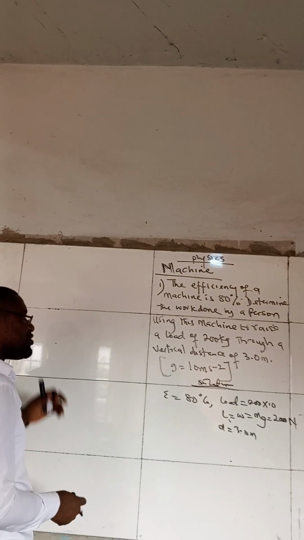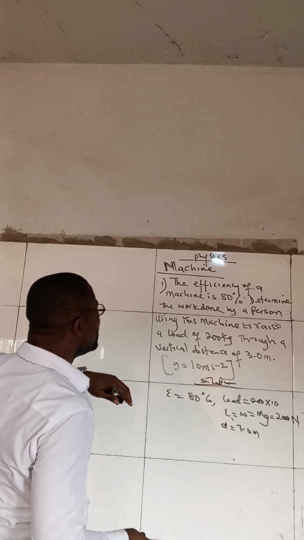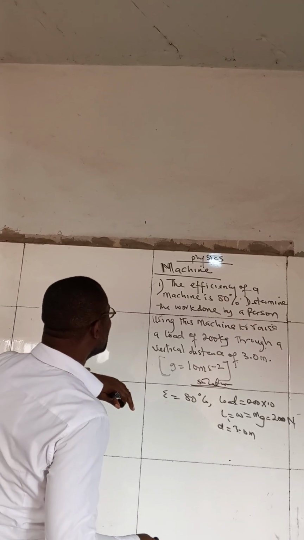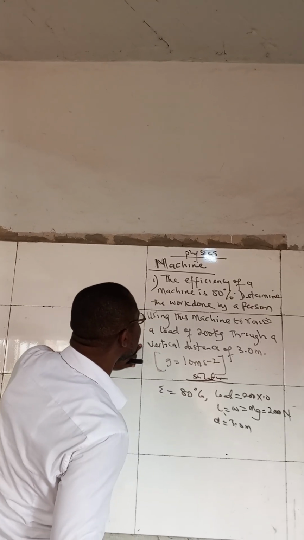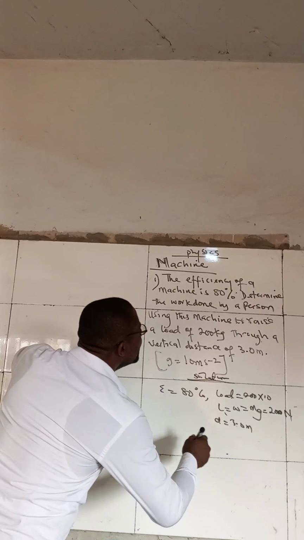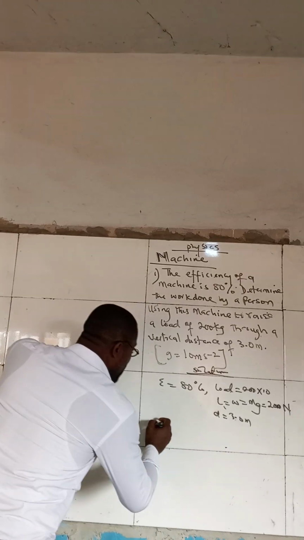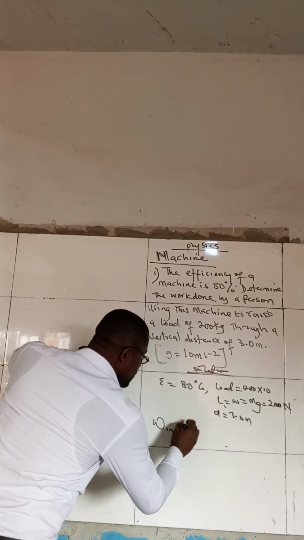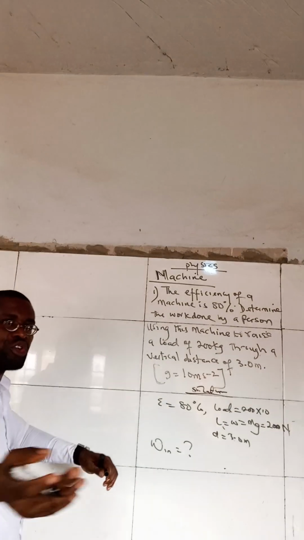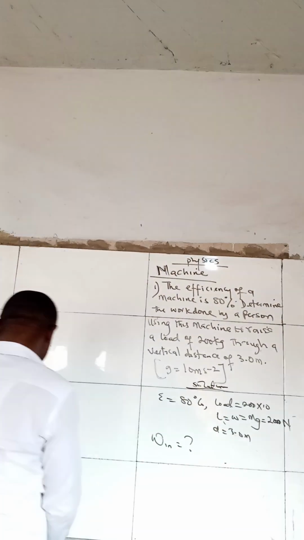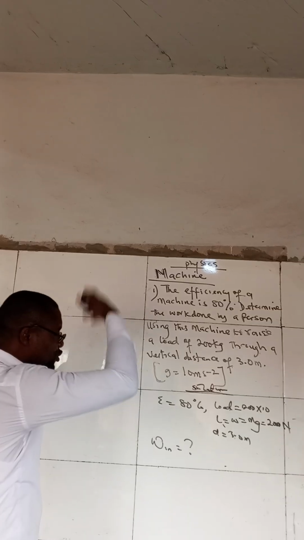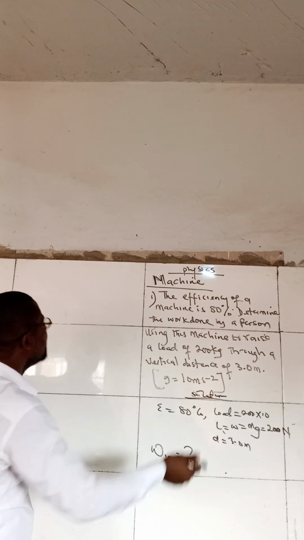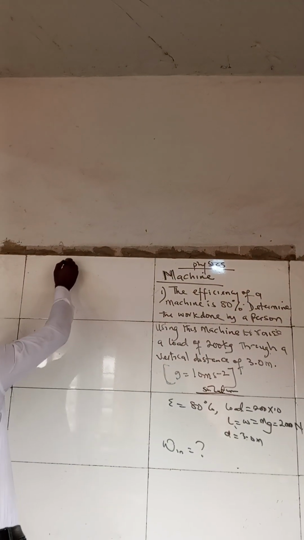Then we look at what we are looking for in that question. Calculate what? The work done by a person. So the work done should be work input, which is the work the person puts into the machine. What is the formula connecting work input, work output, and efficiency?